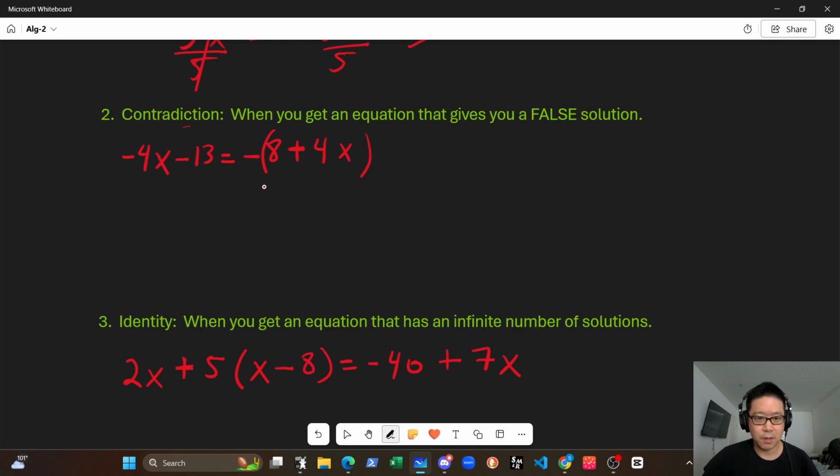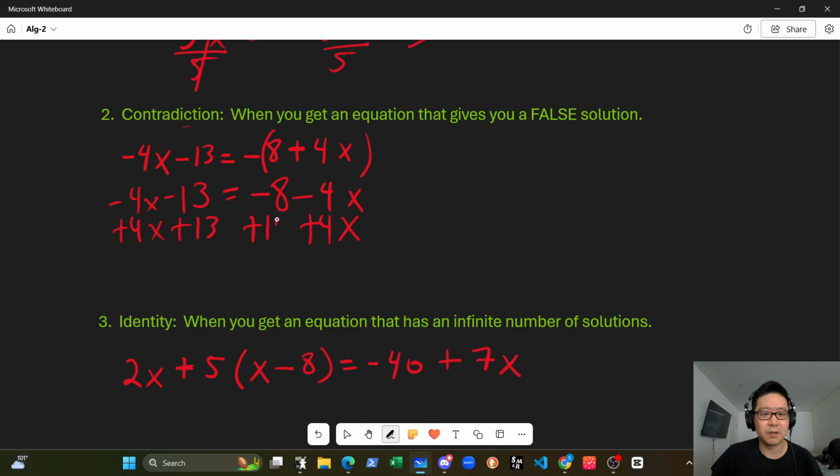So I'm going to simplify this. So it's going to be negative 8 and negative 4x. That's going to equal negative 4x minus 13. I'm going to isolate x by moving the 4x to the left side. And then I'm going to move everything else to the right side.